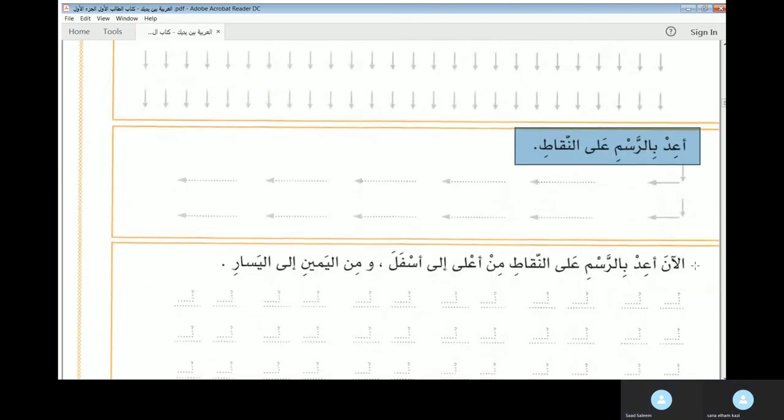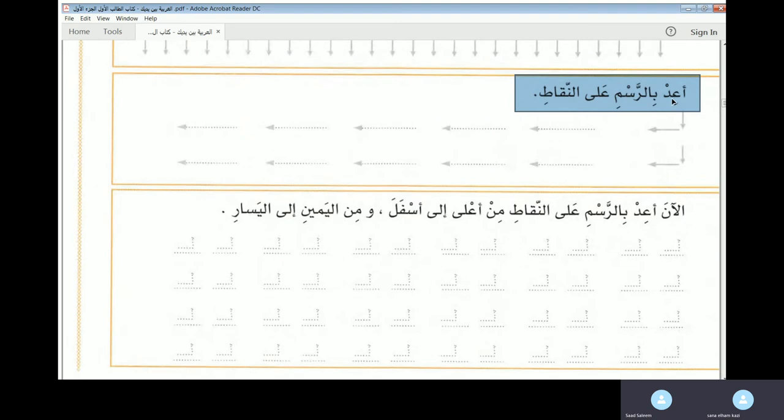Do you have this book in paper format? No, inshallah, I need to get it here. Next.